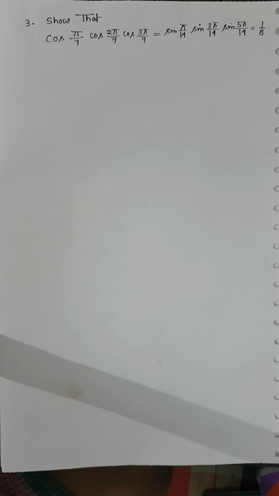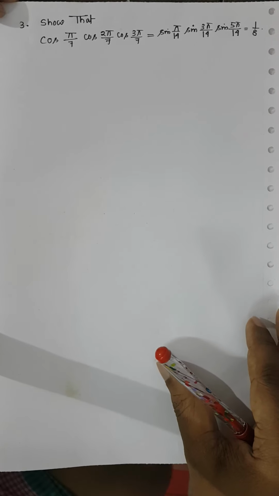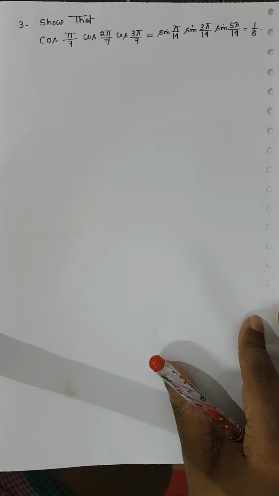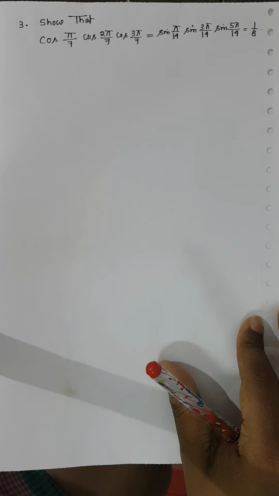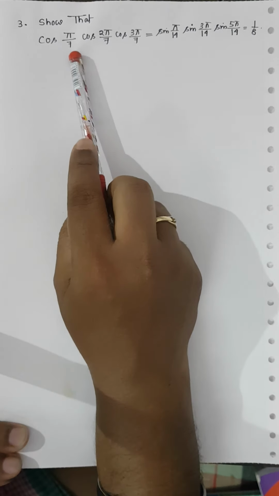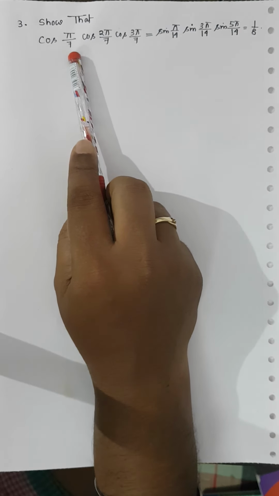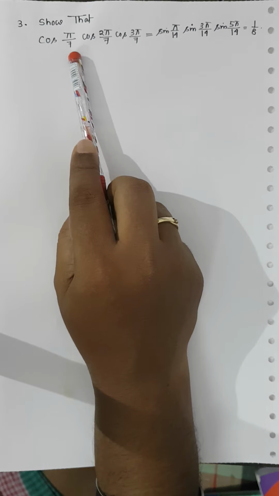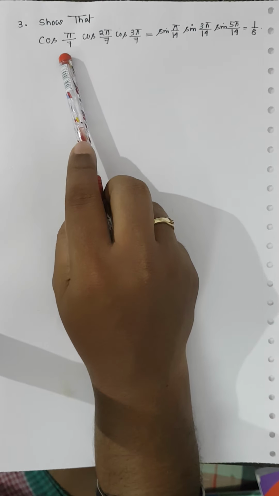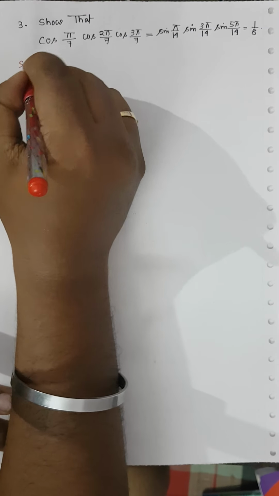Here comes question number 3. Show that cos(π/7) cos(2π/7) cos(3π/7) is equal to sin(π/14) sin(3π/14) sin(5π/14), which is equal to 1/8. This question has two parts. Clearly you cannot find the value of π/7, as π is equal to 180° and 180 is not a multiple of 7, so it's not divisible by 7, so you cannot find the exact value of π/7. Okay, let's start how to solve this.